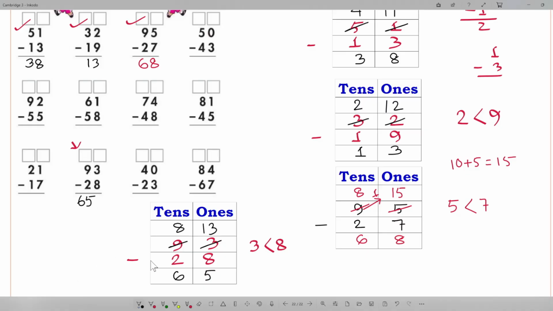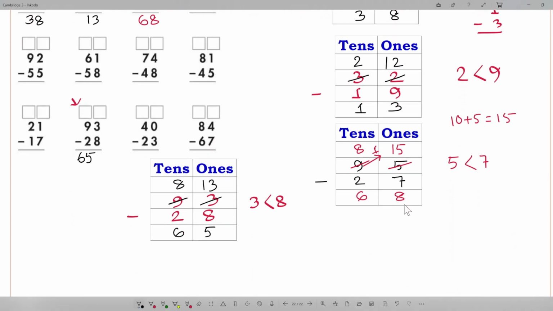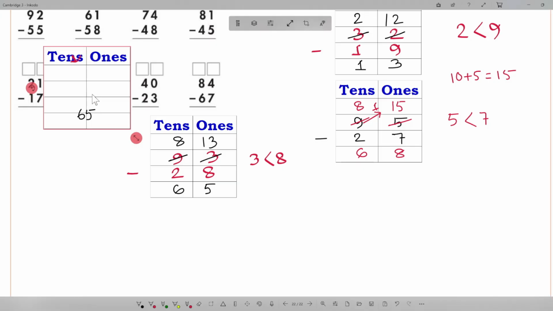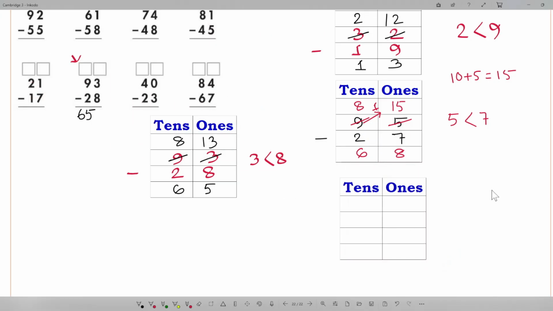So we have tried to solve 4 maths questions. So we will try to practice another one. Like here is 84. 8 is the tens and 4 is the ones. Then minus 67. This 4 is less than 7. So we will take 1 ten from this 8. So this 4 will become 14, and this 8 becomes 7.